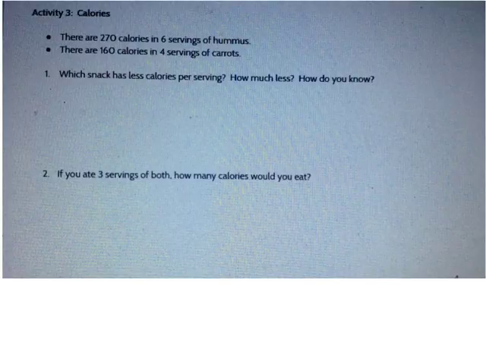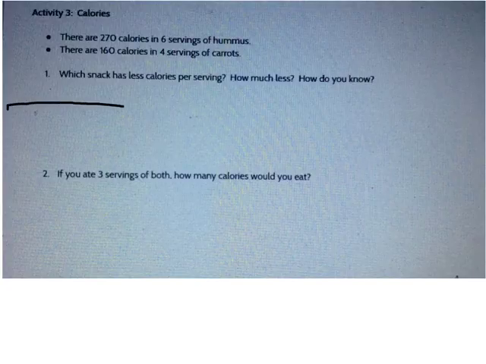Let's try another. There are 270 calories in 6 servings of hummus. There are 160 calories in 4 servings of carrots. Which snack has less calories per serving? How much less, and how do you know? Remember, we need to find the unit rate and use it to solve problems. The easiest way to do that is in a table.